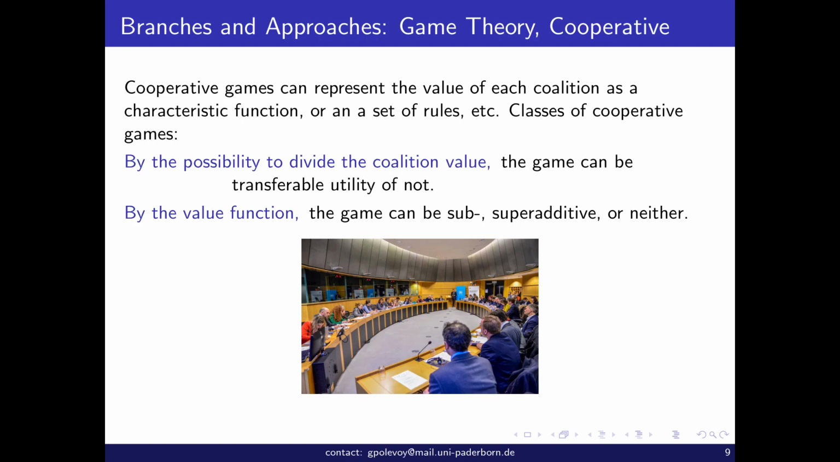Classes of cooperative games can also be defined, first of all, by the possibility to divide the coalition value. If a coalition is able to achieve something, let's say you form a cartel and you gain some extra money because of the cartel, the question is, can you divide that money? Apparently you can, if it's about money. So if you can divide the coalition value, then it's called a game with transferable utility. If you cannot divide the coalition value in any possible manner, so there are only prescribed ways to divide the value, then it's called a game with non-transferable utility.